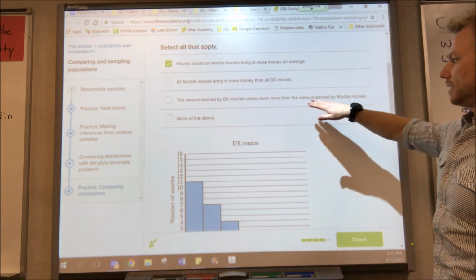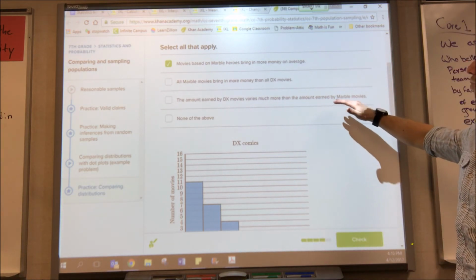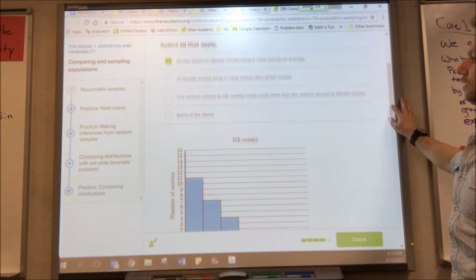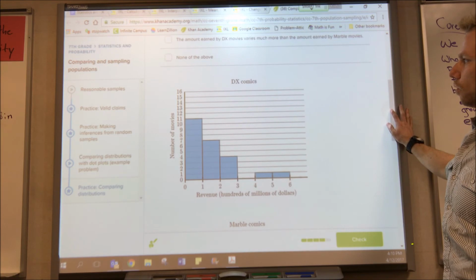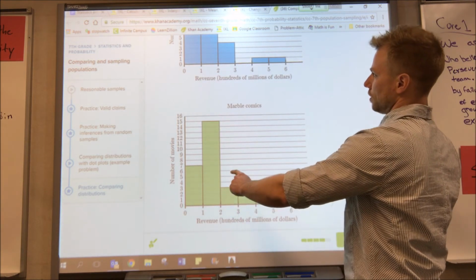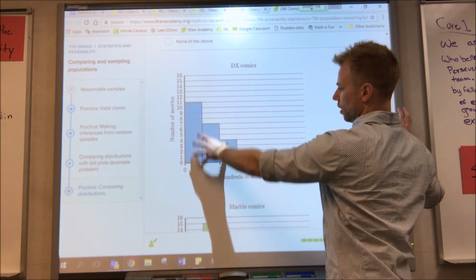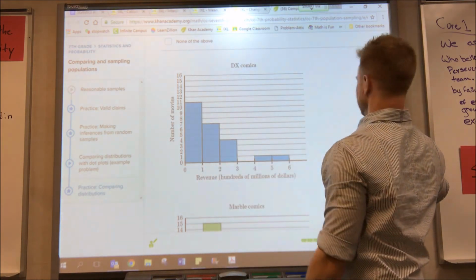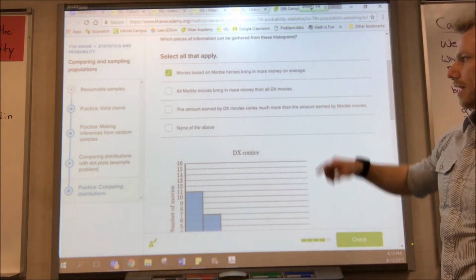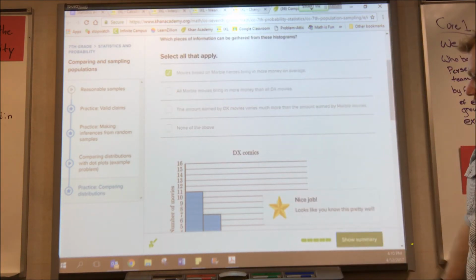The amount earned by DC movies varies much more than the amount earned by Marvel movies. So DC varies much more than Marvel. No, I'd say Marvel varies much more than DC. DC is more altogether down here on the bottom. Marvel is more spread out. So I wouldn't say that one either, so I would just say the first one.